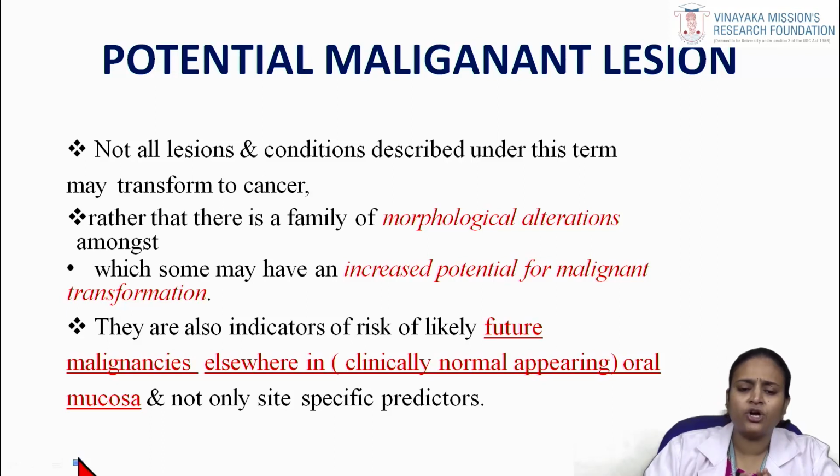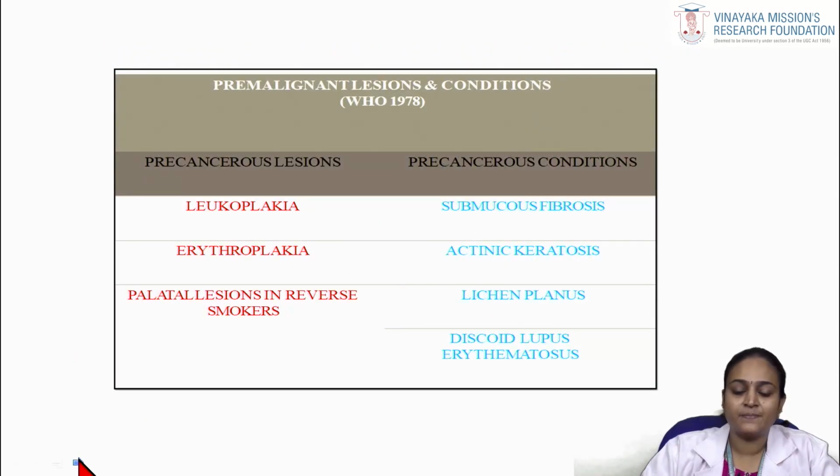Potentially malignant lesions. Not all the lesions and conditions described under this term may transform to cancer. Rather, there is a family of morphologically altered tissues, some of which have an initial potential for malignant transformation. These also indicate the risk of future malignancy elsewhere, not only at the specific site. Precancerous lesion and condition by WHO in 1978: the precancerous lesions are leukoplakia, erythroplakia, palatal lesions in reverse smokers. Precancerous conditions are oral submucous fibrosis, actinic keratosis, lichen planus or discoid lupus erythematosus.